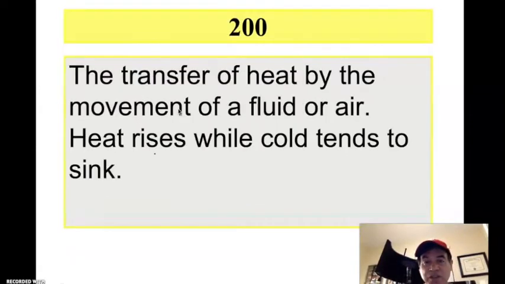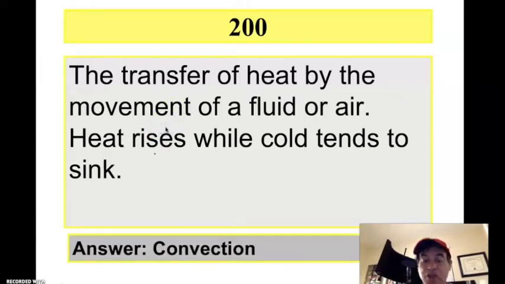Conduction. Conduction is your answer. Number 2. The transfer of heat by the movement of fluid or air. Heat rises while cold tends to sink. So there's a cycle effect here. Convection is going to be your answer.